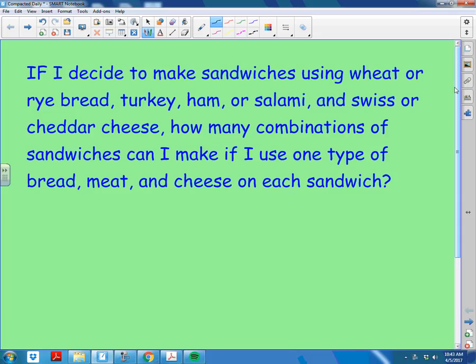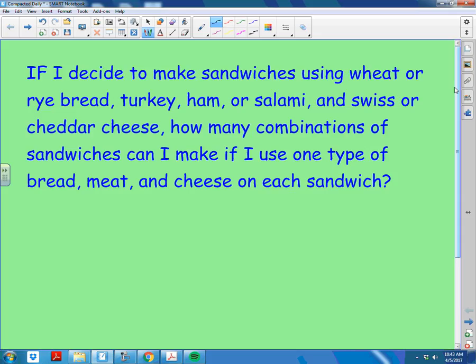So let's start with this. This is actually not a 6th or a 7th or an 8th grade concept. It's actually a 5th grade concept. But it says, if I decide to make sandwiches using wheat or rye bread, turkey, ham, or salami, and Swiss or cheddar cheese, how many combinations of sandwiches can I make if I choose one type of bread, meat, and cheese on each sandwich? Now, hold on for a second.